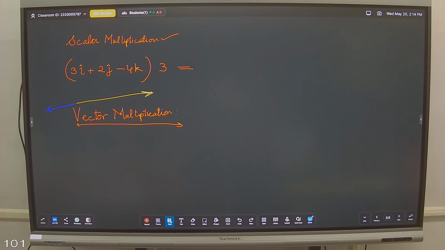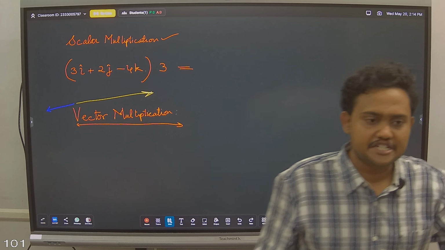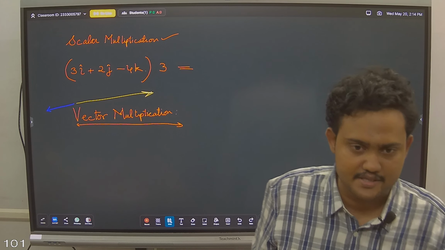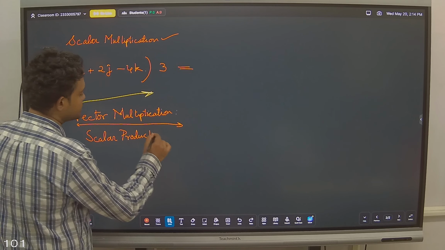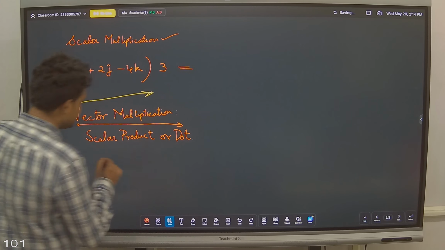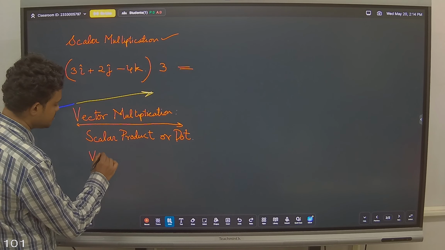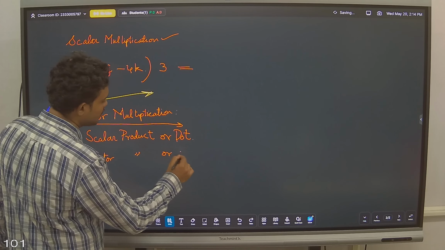So vector multiplication, there are two kinds. Now listen carefully. Vector multiplication, there are two kinds. There is the scalar multiplication, the scalar product or dot product, and then there is the vector product or cross product.